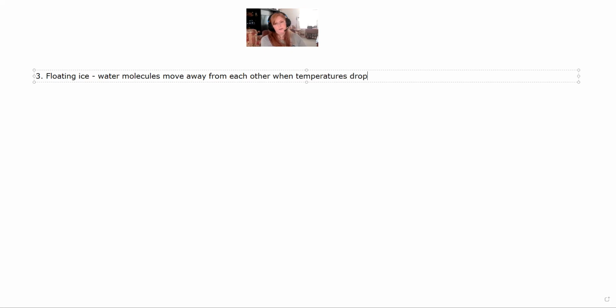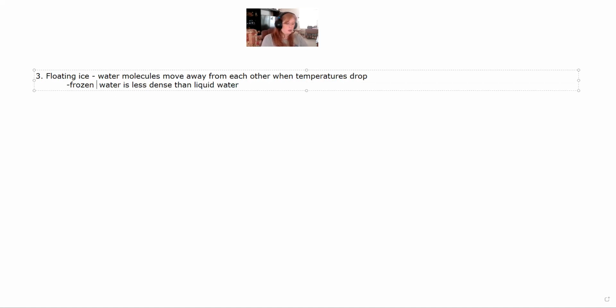Temperatures drop. Okay, so when we add the heat, they speed up and break apart. But when we lower the temperature, the movement in those molecules, even the fluid movement in liquid, slows way down. And as they slow down, those water molecules move farther away from each other. Okay, when they move farther away from each other, it becomes less dense. So we have frozen water is less dense than liquid water.